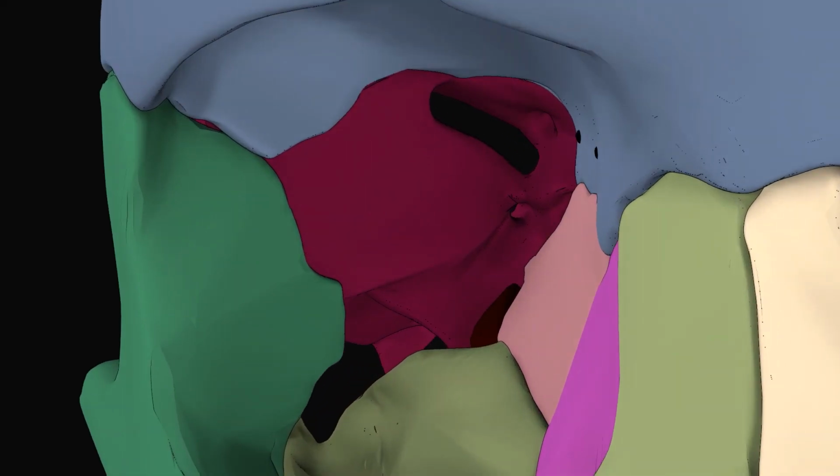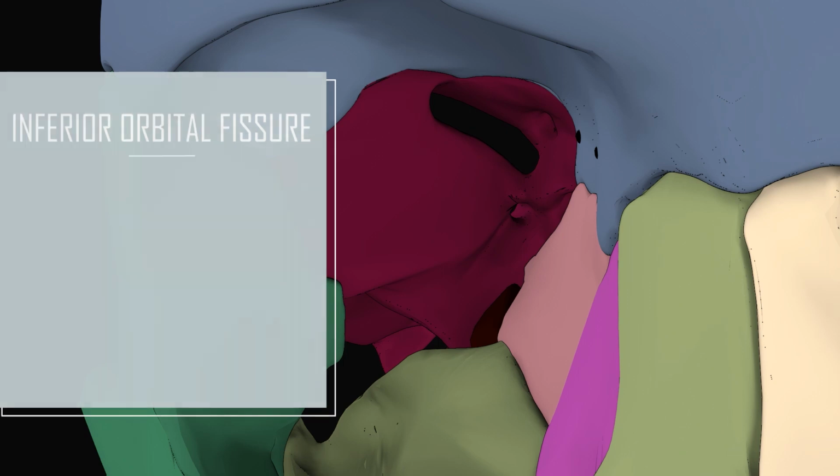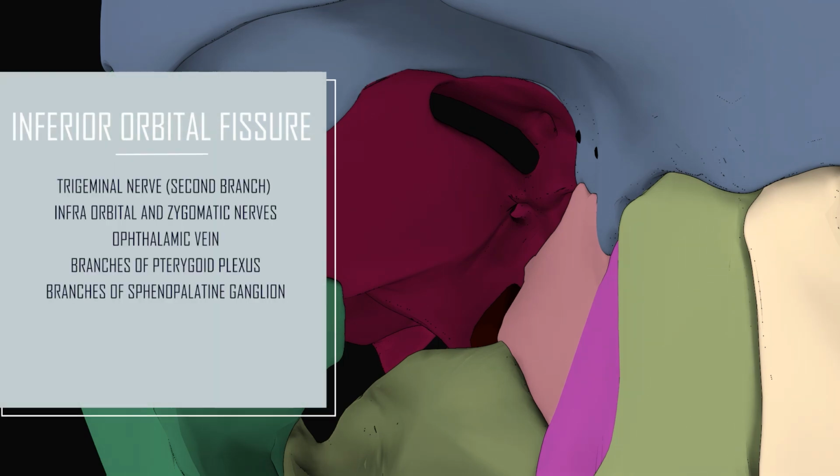Inferior orbital fissure is located 1 centimeter from the inferomedial orbital rim, connecting the pterygopalatine fossa with orbital floor. The contents of this fissure are V2 infraorbital and zygomatic sensory nerves, inferior ophthalmic vein, branches of pterygoid plexus and parasympathetic branches of sphenopalatine ganglion.